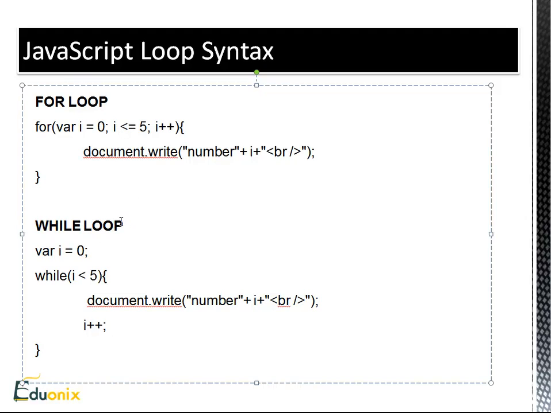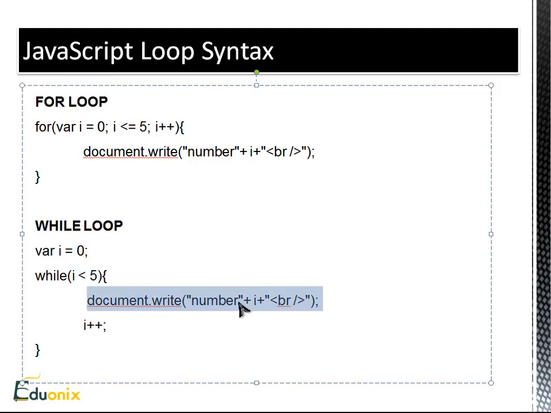Now the while loop, we're actually doing the same exact thing here, just using the while loop. So we want to declare the variable just like we declare any variable, and then we want to say while, and then in the parentheses we want to put the condition, which is if i is less than 5, and then we're going to do the same thing.